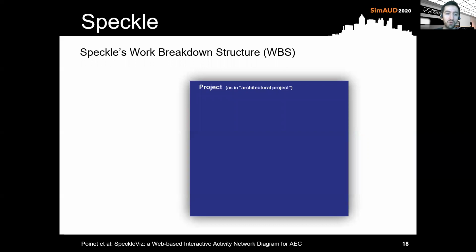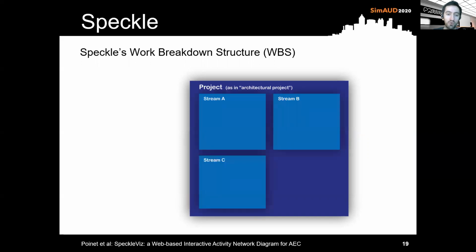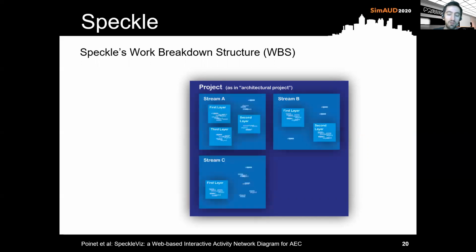This is Speckle's work breakdown structure. The higher organization level is a project. Inside the project, you have different streams. Inside the streams, you have different layers, and inside each layer, you can have different geometrical objects.